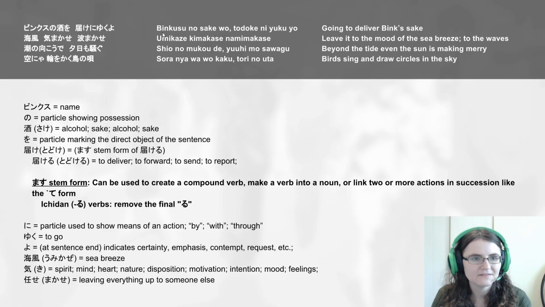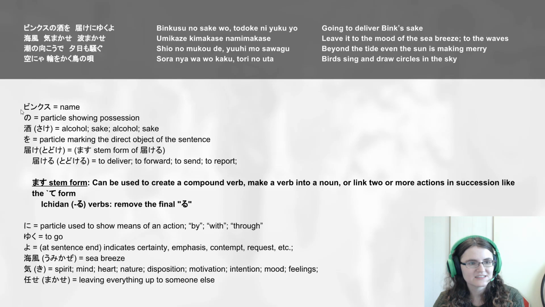Binku-su no sake o todoke ni yuku yo. Umikaze kimakaze nami makase, shio no mukou de yuhi mo sawagu, sora ni wa o kaku tori no uta.